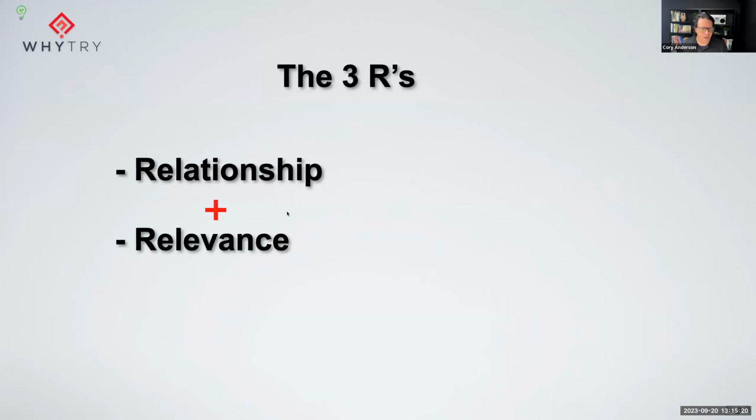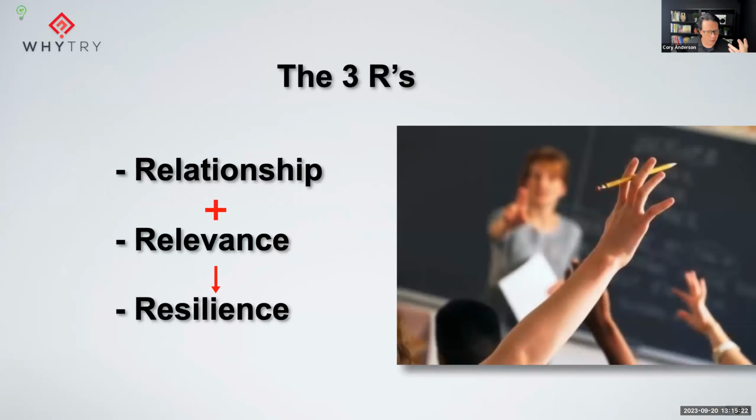So our model is called the 3 R's. Relationship plus relevance leads to resilience. Without going really deep here, I just want to quickly state, I imagine that if I were to ask you why each of these are important, you'd be able to feed back some really good insights based on your own experiences.